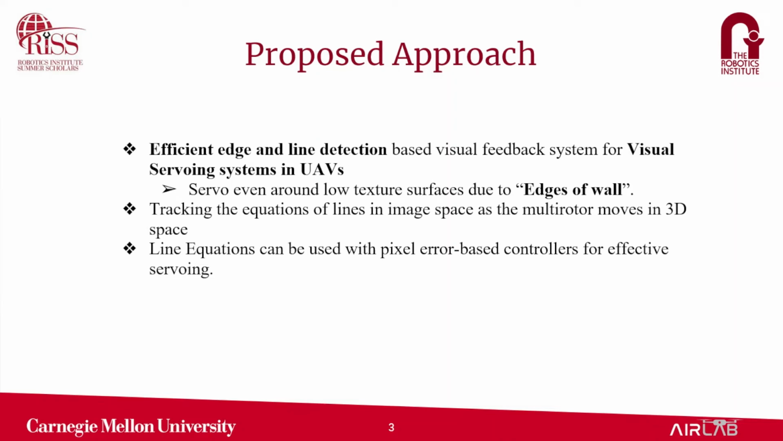For this purpose, we propose an efficient edge and line detection based approach which leverages always available wall edges to provide feedback for servoing. This can enable UAVs to servo even around low textured surfaces. We track the equations of edge lines in image space as the multirotor moves in 3D space. These line equations can be used as feedback for pixel error based controller for servoing, hence improving visual servoing techniques.